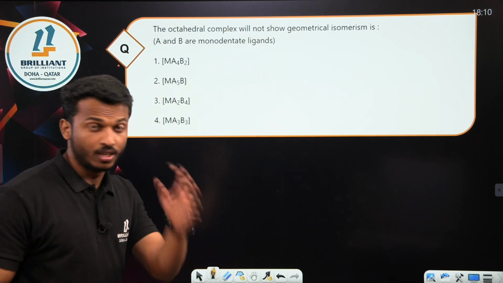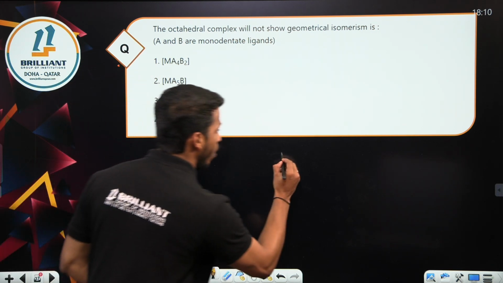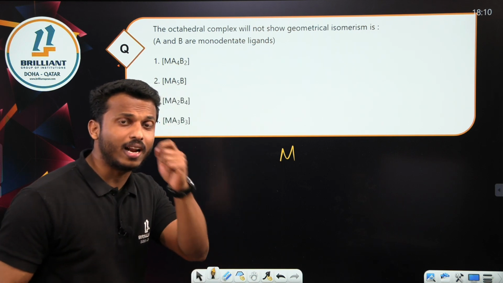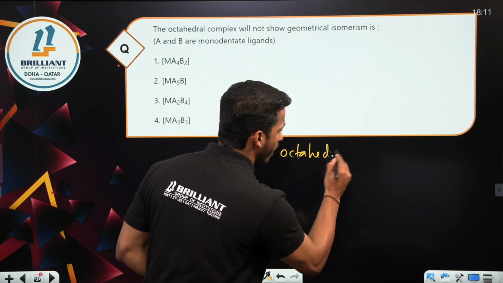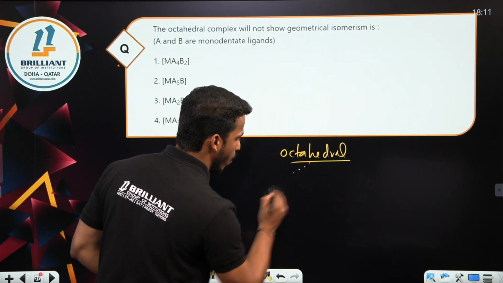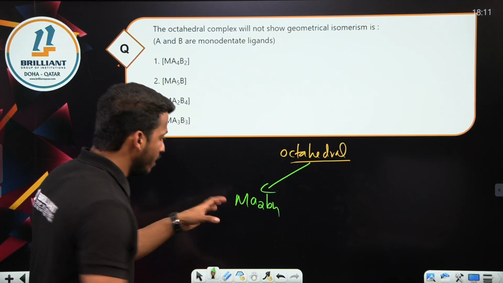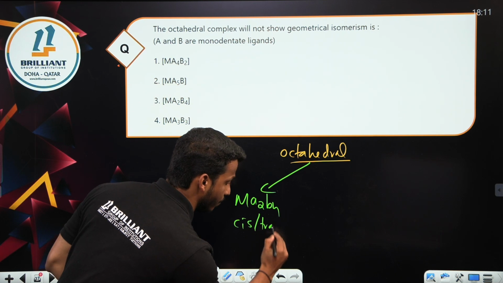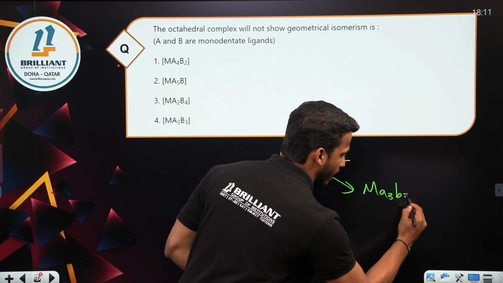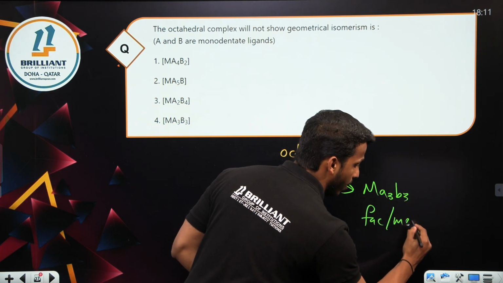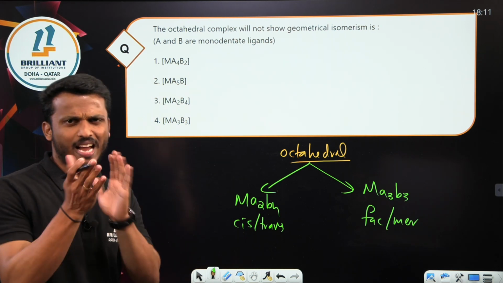Last question, question number 10. Which octahedral complex will not show geometrical isomerism? When you consider octahedral complexes, only 2 types show isomerism. One is the type MA2B4 or MAA4B2, which shows cis-trans isomerism, that is geometrical isomerism. Another type is MA3B3, which shows fac and mer, facial and meridional isomerism. Other systems cannot show any other isomerism.